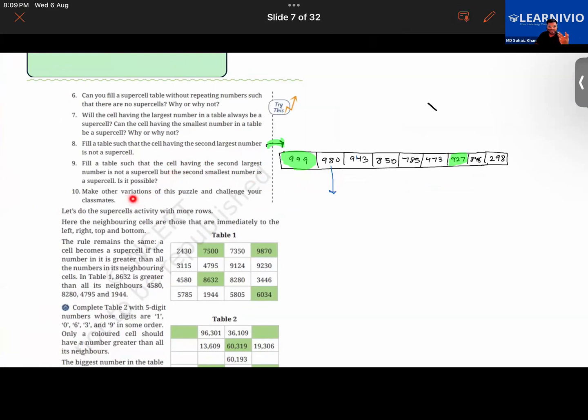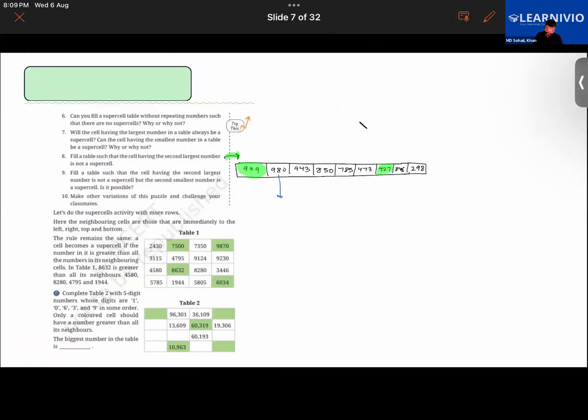Then question number 10 is asking to make another variation of the puzzle and challenge your classmates. So something that you can do yourself.